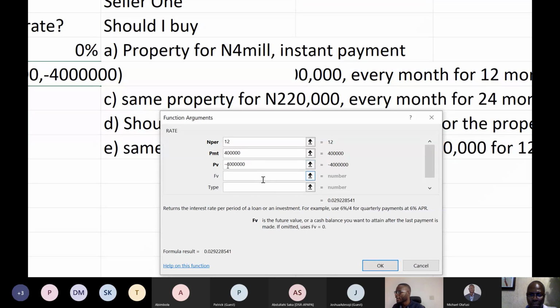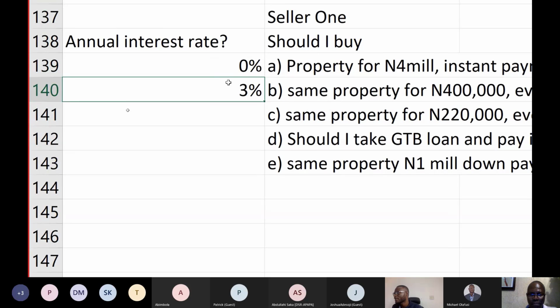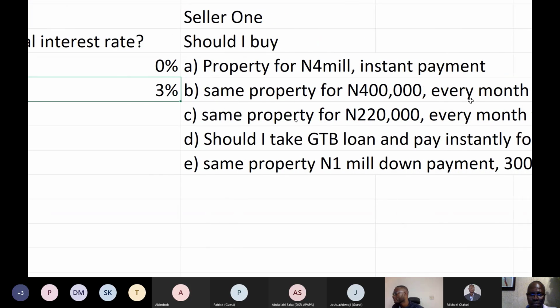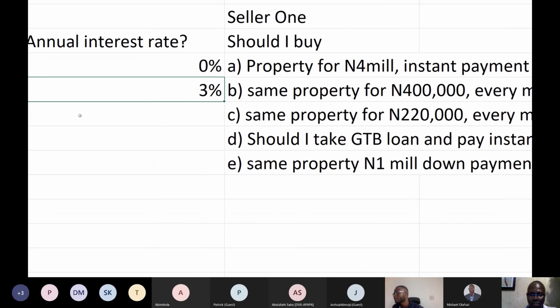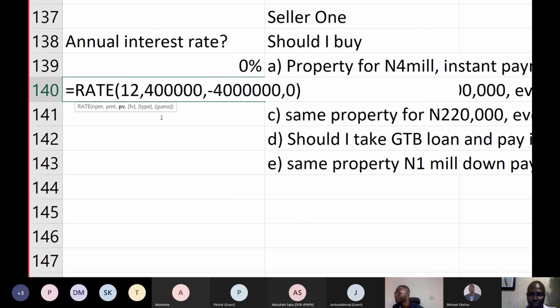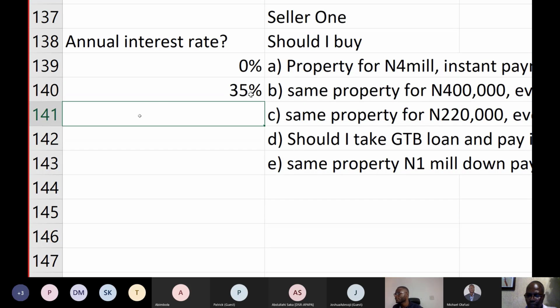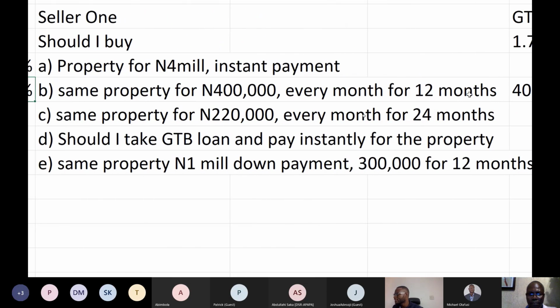Then future value, I am not going to hold anything at the end. So when I press OK, this is going to compute, and it tells me the rate. This is the monthly rate now because our period is in months. So this is what I'm going to multiply by 12, to change it to annual so that I will get what the annual rate is. So this is the rate they are using for me, annual.